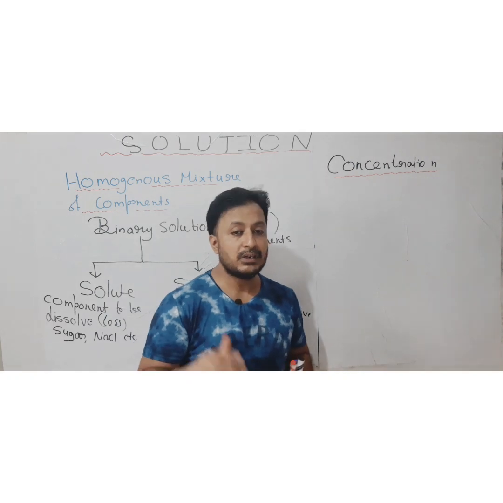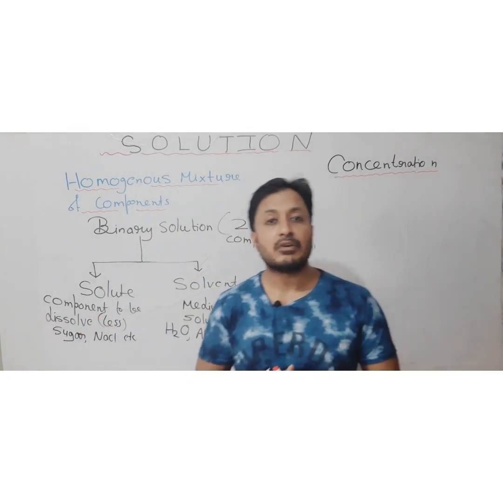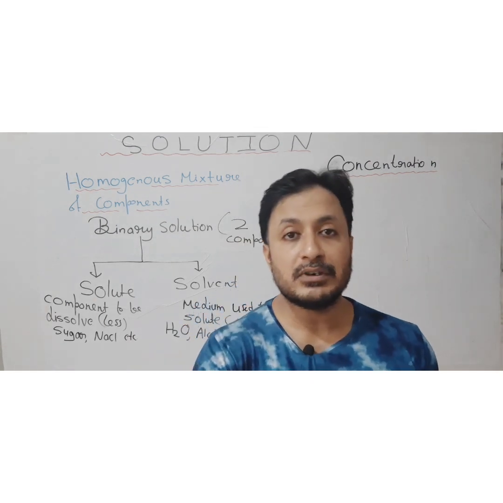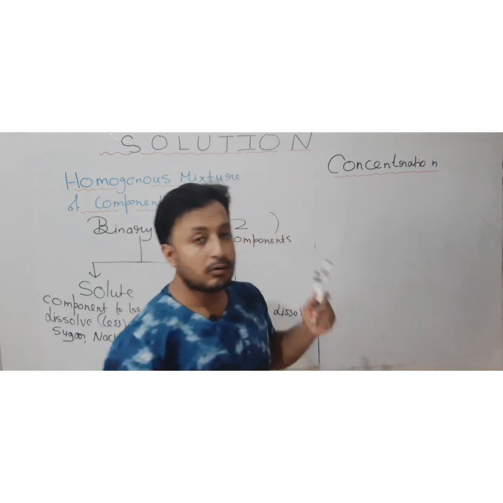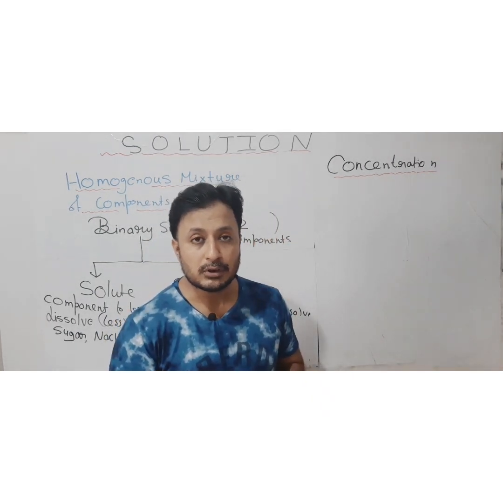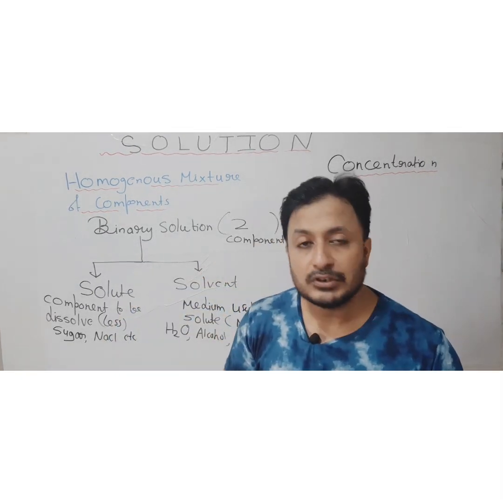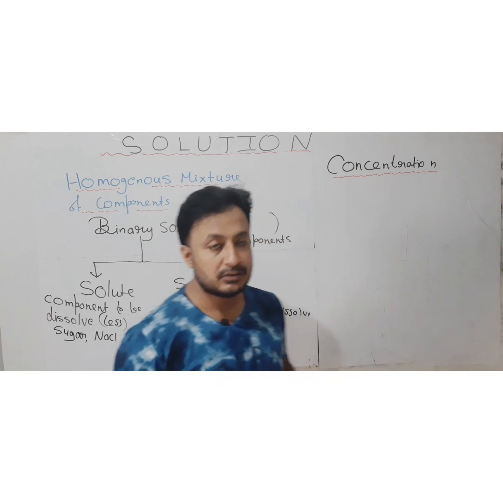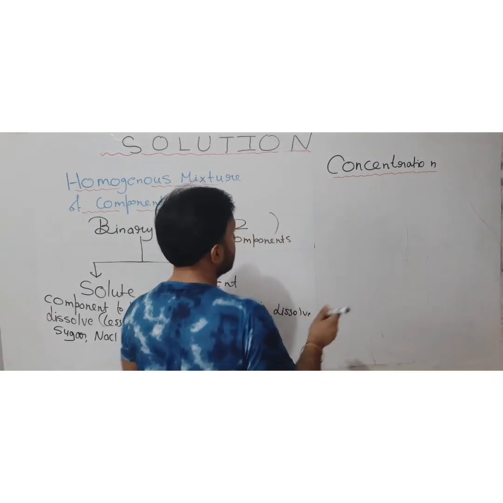Like we used to say it is 40% concentrated nitric acid, or 69% concentrated nitric acid, or 98% concentrated sulfuric acid. So what is this? This is the concentration, meaning the measurement of the substance in a given amount of the solution. Now there are various ways, various methods, of measuring this concentration. So we are going to see that one by one.